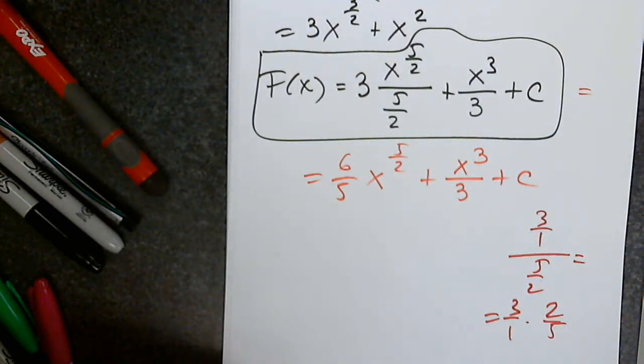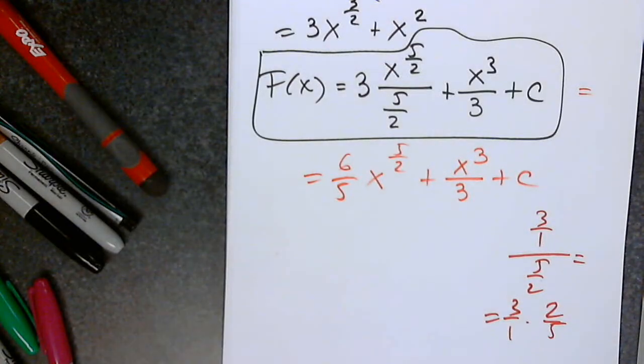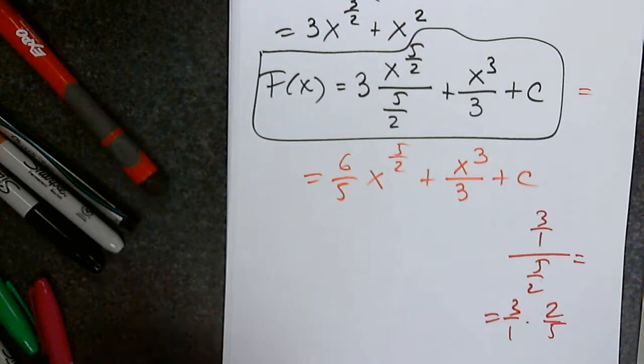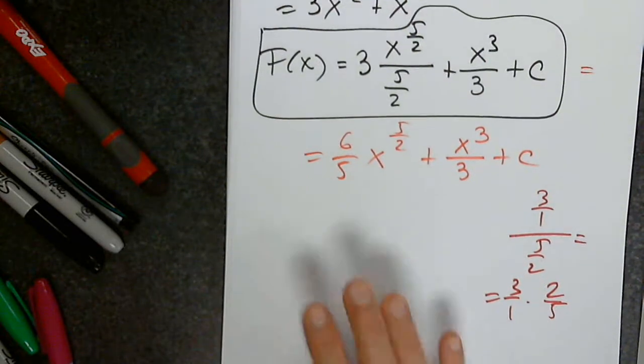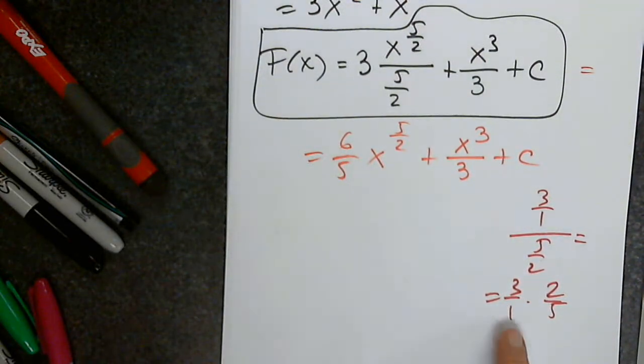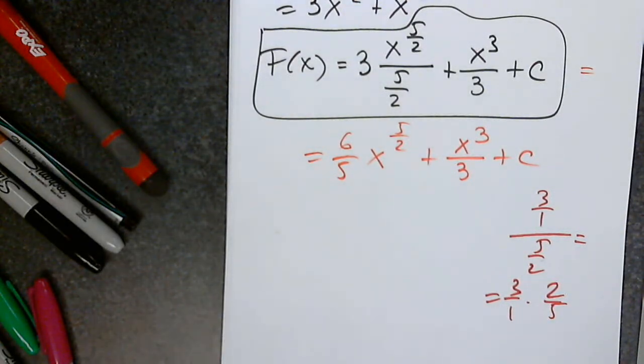Is this okay? So that's 15. How'd you get 6? 3 times 2 is 6. 1 times 5 is 5. Always multiplication is easier than adding and subtracting fractions.